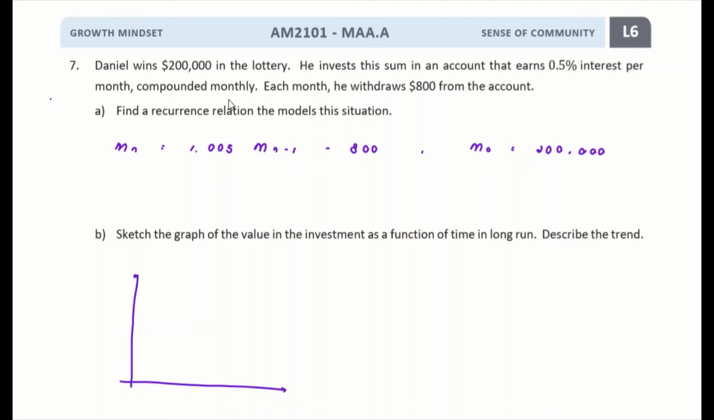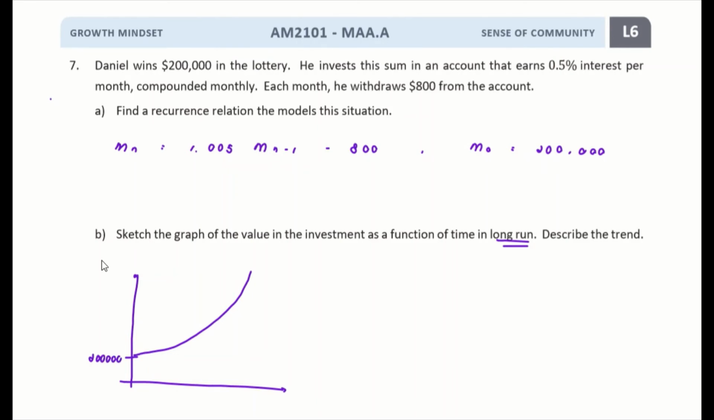But don't forget, in this case, you are starting with 200,000. It's not starting with zero, so it cannot pass through the origin here. So that's why the graph that you have is supposed to be like this. So just move on to infinity because the question asks for the long run. In this case, this will be your initial value, which is 200,000. Okay, so that's the idea.